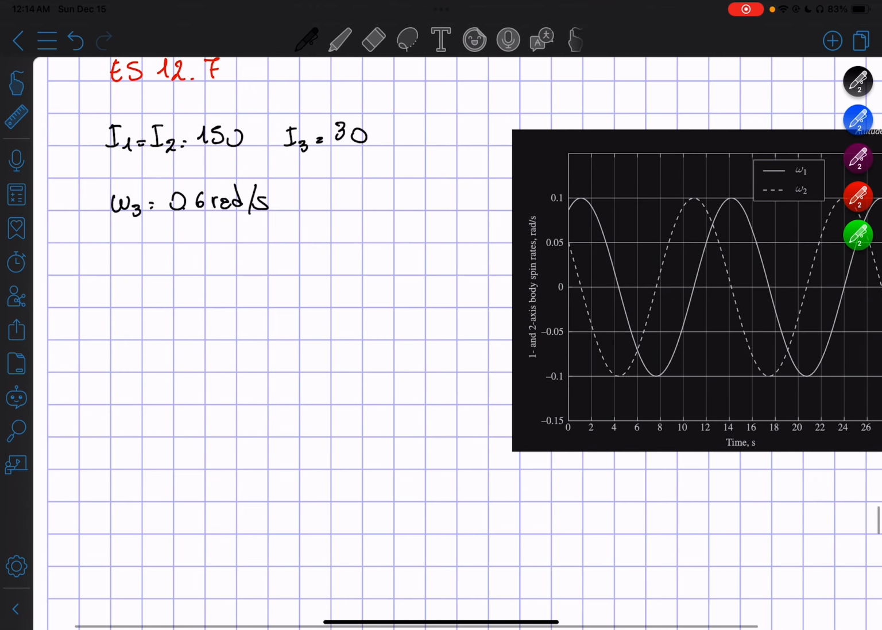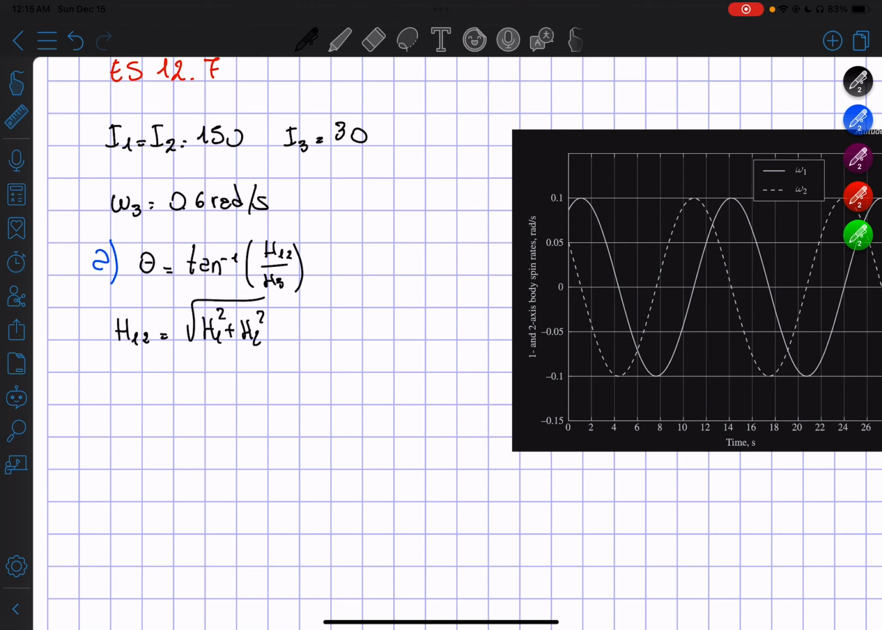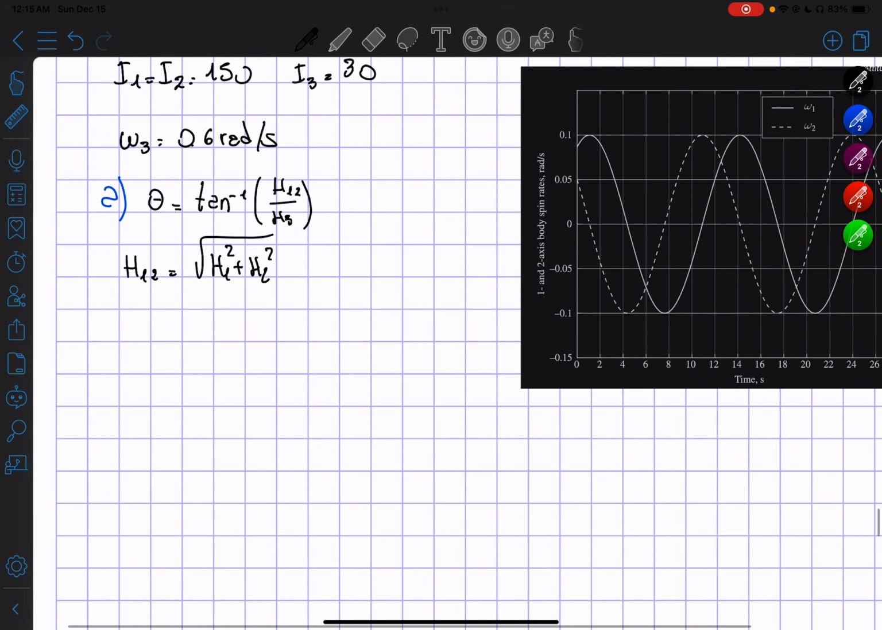Alright, so now we want to find the nutation angle, which is theta, which is equal to tangent to the power of -1 of h12 divided by h3, where h12 is equal to the square root of h1 squared plus h2 squared. Okay, so let's start finding h1 and h2. h1 is equal to I1 times omega 1, and then h2 is going to be equal to I2 omega 2.